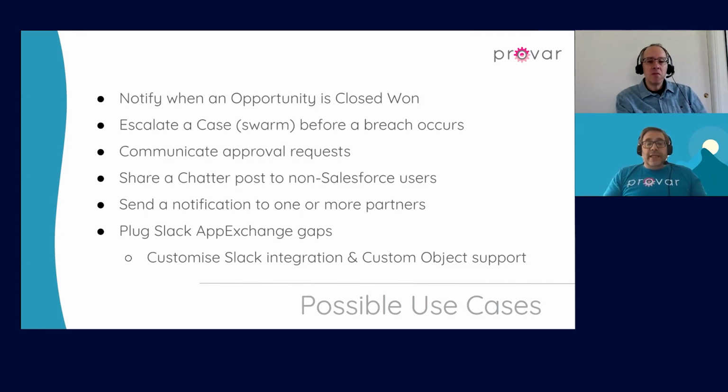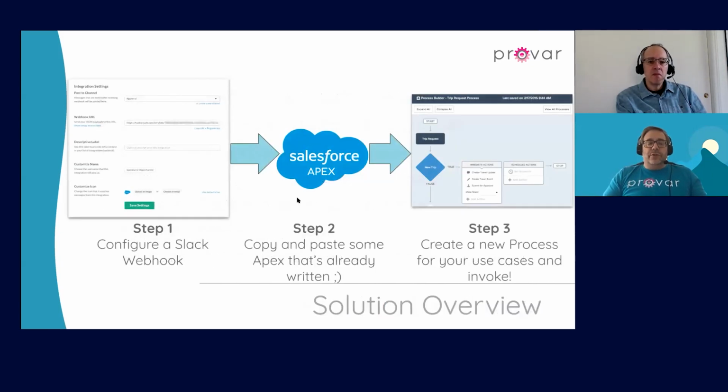And then finally, there is a free Slack App Exchange app. If you're not a developer, the talk is very developer focused today. If you're not a developer and you want a declarative only solution, then feel free to install the Slack App Exchange app, but it does have a couple of limitations. You are limited on the configuration you can do with the messages it posts, and it only works on standard objects. So if you want to use a custom object, you'll need to use the solution I present today. So let's look at the solution we're going to see.